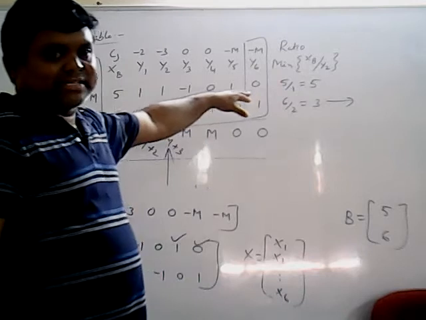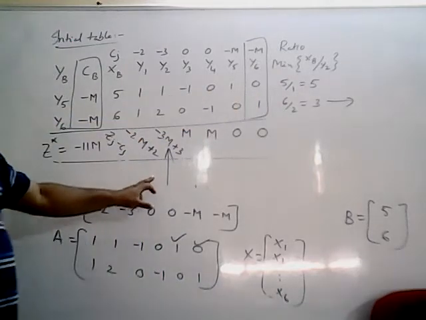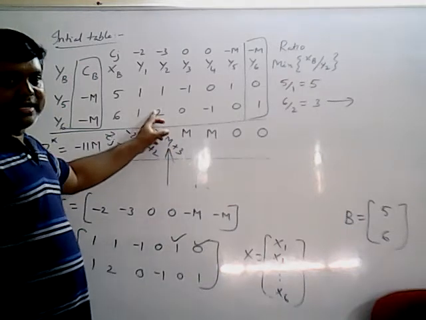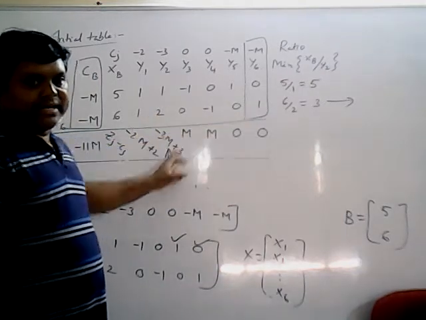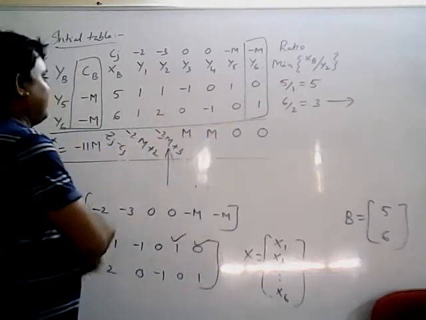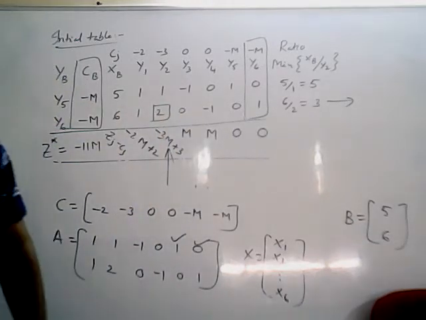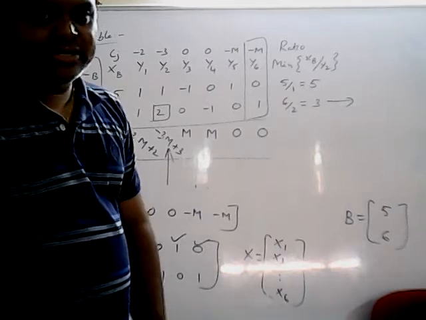So for drawing the next table, first you have to identify the key element. How will you identify the key element? The element which is common to the entering column and the deleting row is called the key element. So what is the key element here? The key element is 2. Next, what do you have to do? You have already done this in the simplex method. What is the next step?